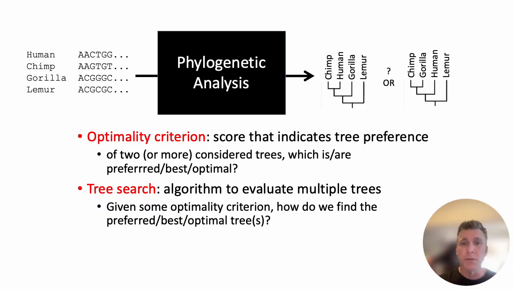So if you're considering two trees and one has a score of 16 and one has a score of 17, and lower is better, then the one with 16 is preferred. And you apply whatever your optimality rule is across all of the trees that you're evaluating. The second aspect is tree search.